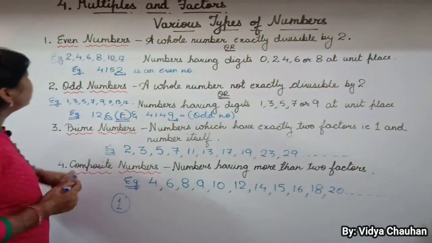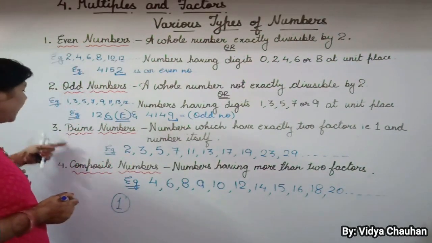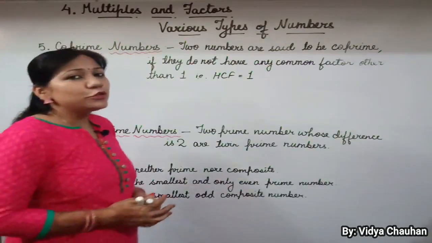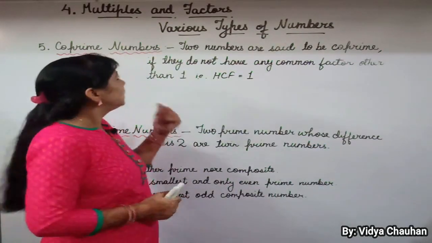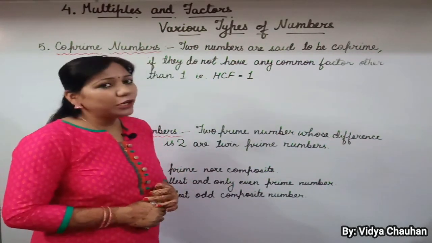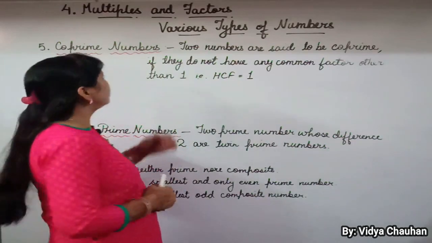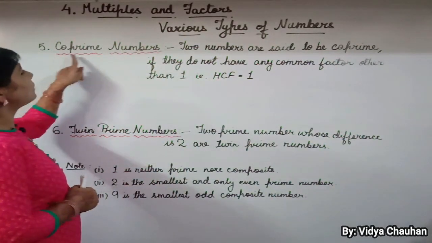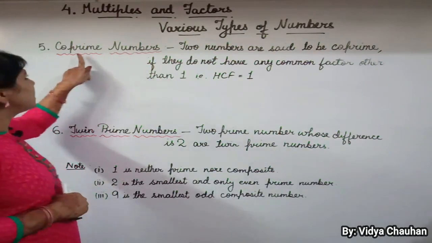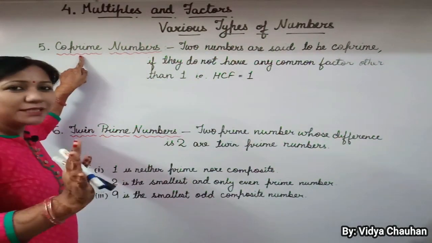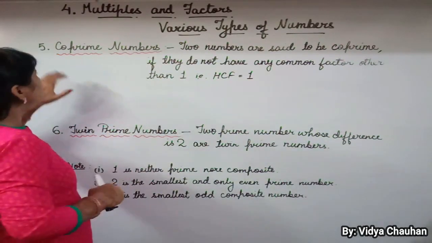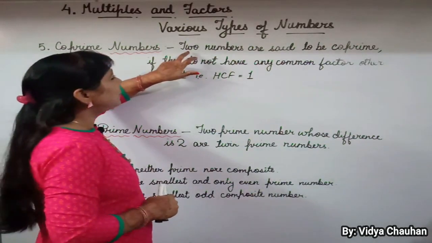So I hope with this the topics of even numbers, odd numbers, prime numbers and composite numbers are clear to all of you. Now students, continuing forward with the different types of numbers, as we have already discussed even numbers, odd numbers, prime numbers and composite numbers, the next type of numbers which we have is co-prime numbers. So let us see what co-prime numbers are. As you can see the word prime, but prime numbers are not at all related here. But let's read the definition first.